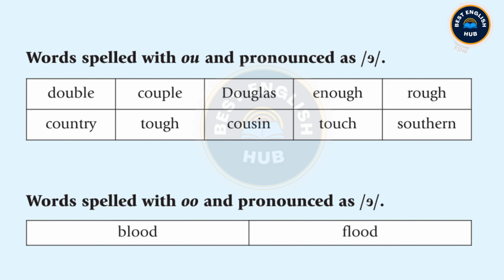Words spelled with an OU and pronounced as uh: double, country, couple, tough, Douglas, cousin, enough, touch, rough, southern. Words spelled with a double O and pronounced as uh: blood, flood.